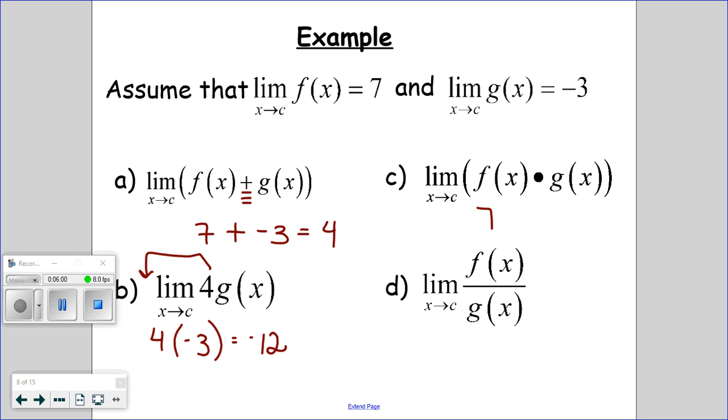Moving over to C, our product rule says I can take the limit of each one individually. So of F was 7, of G was -3. We should get -21. And then our division, each one individually, our quotient rule. Limit of F was 7, limit of G was -3, and I would leave that as 7 over -3. Any questions on our rules here?